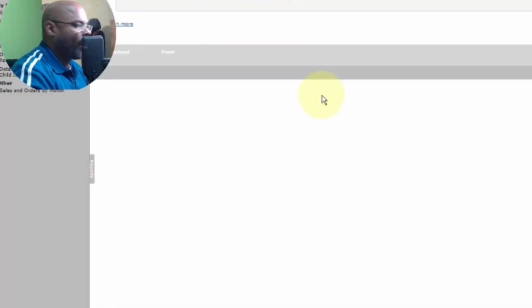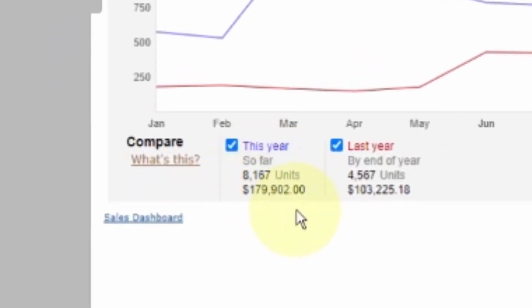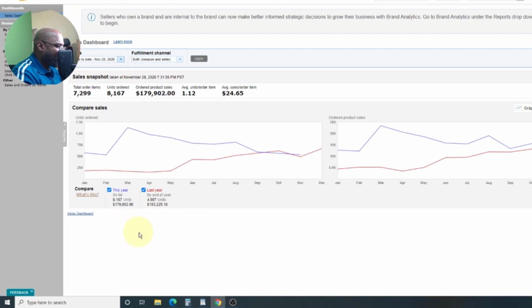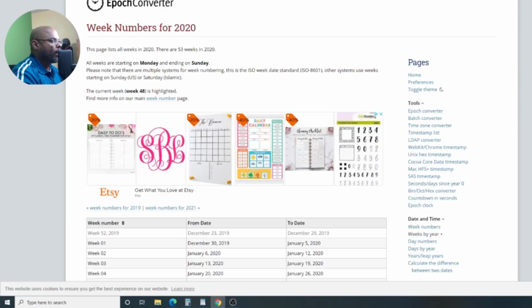$14,280.92. So we're going to go in a little bit deeper, hustler. What we're going to look at now is my year-to-date sales. And what you can see is so far we've done $179,902. So we're going to round that up, and we're going to say we did so far about $180,000.